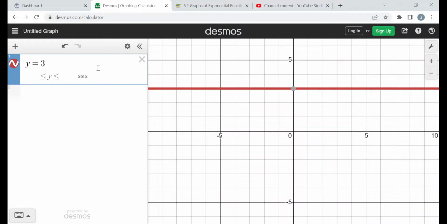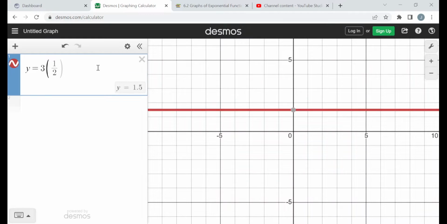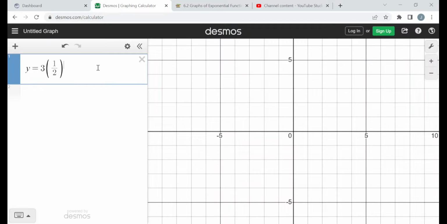So 3 times a half to the x, and then minus 2. And you see it's got 0, 1. It should have 1, negative half. It should have negative 2, 4, right? You can kind of see that with the grid lines here. And then it approaches y equals negative 2. The horizontal asymptote's at negative 2 now. And it looks pretty similar to what I had.